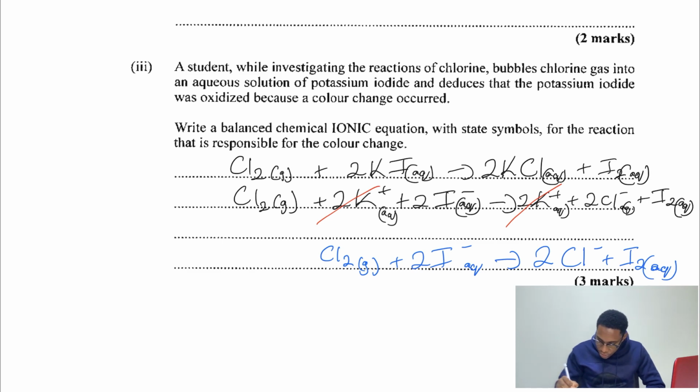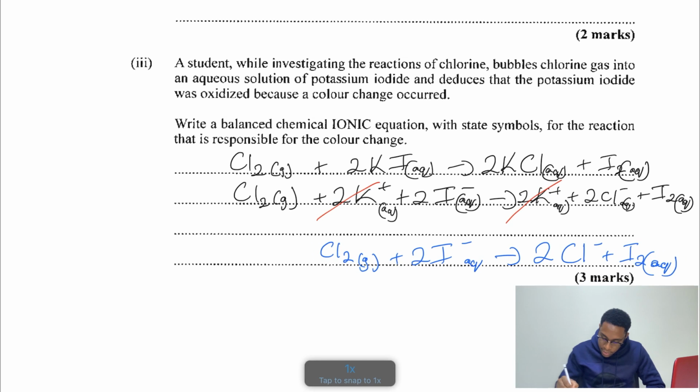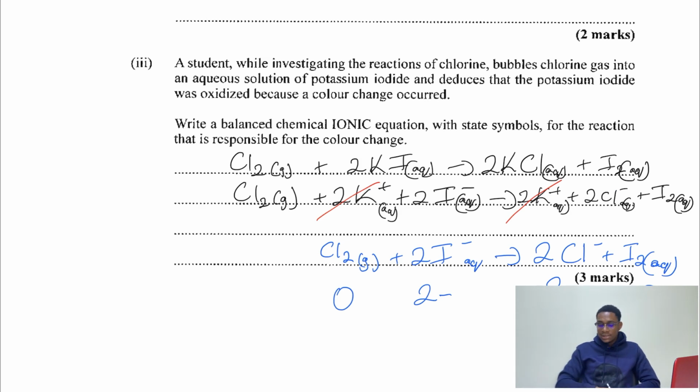So let us also assign some charges. The charge of the chlorine is 0. We have 2 iodides there, so we have a charge of -2. Same here with the chloride ions, and iodine is in its elemental form, so that is 0 as well. All right, so there we have our ionic equation.